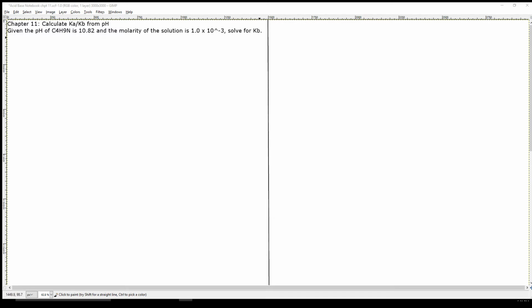We are solving for Kb, so we're going to treat it as a base. You could also look at its pH, 10.82. That's really high, greater than 7, so we know it is basic. So there are all your clues on why you should think of this as a weak base. So our first step is always to identify the major species.